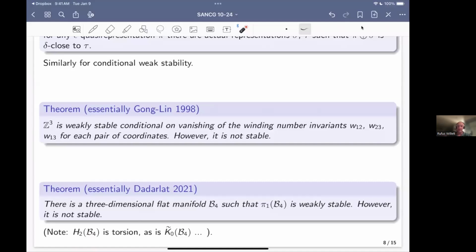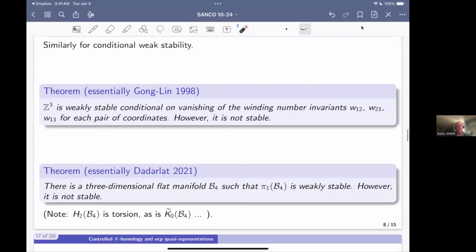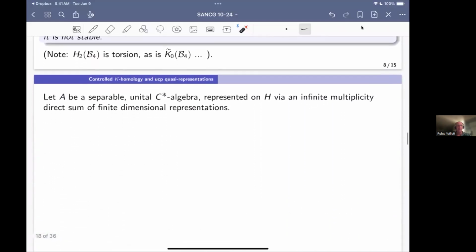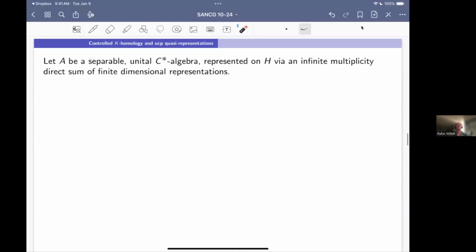Okay, so that's all the background. That's all the definitions we need, and I'll start moving on to the tools needed in the proof. So this is the second part, on controlled K-homology and UCP quasi-representations. So completely changing tack slightly. We'll take a separable unital C-star algebra and represent it on a Hilbert space.